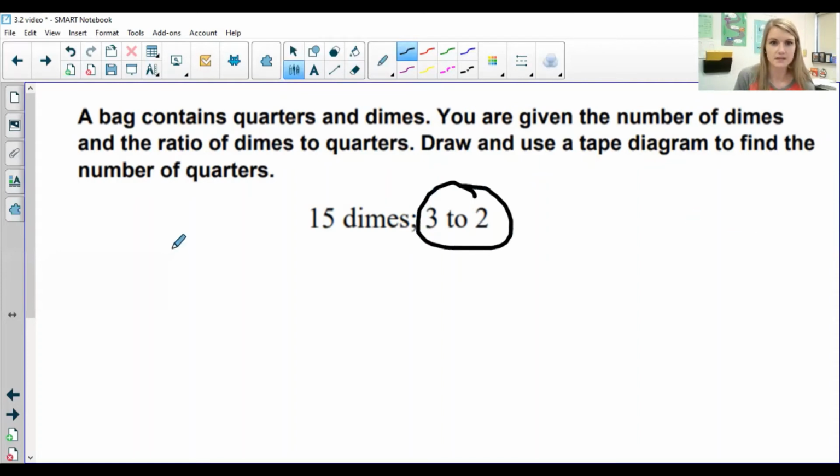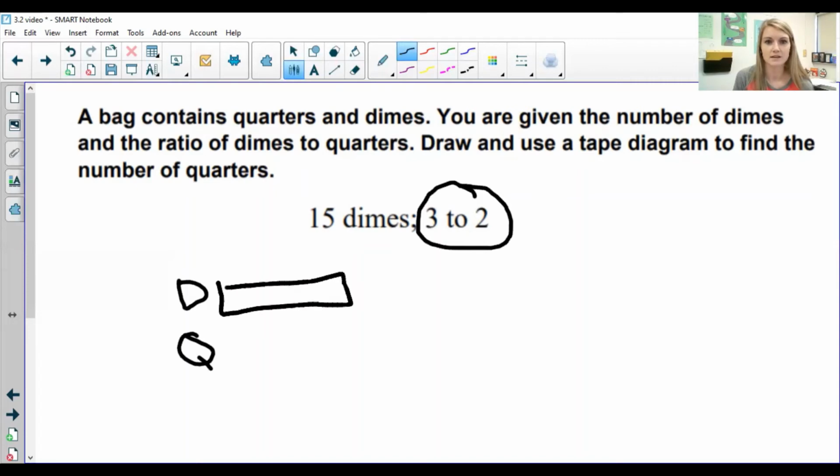So I'm going to come over here, and the first part of my ratio is dimes, okay? So that's the number that has to come first. So I've got my dimes. And then my next row in the diagram is going to be quarters, okay? My ratio is 3 to 2. So let's draw my tape diagram. And it has how many sections? 3, right? Because I have 3 dimes for every 2 quarters.